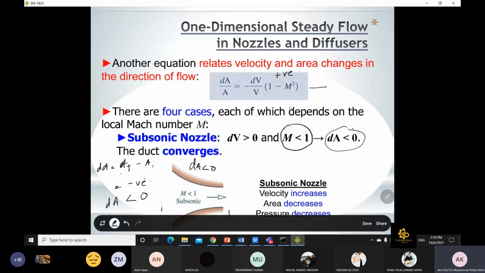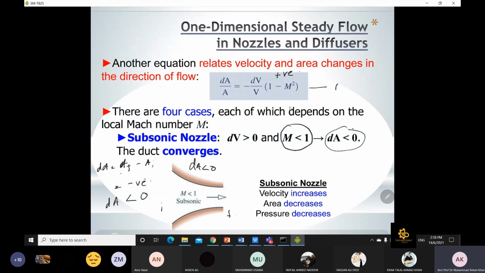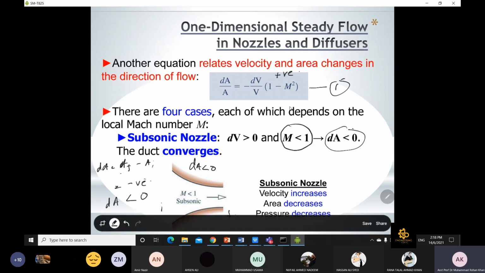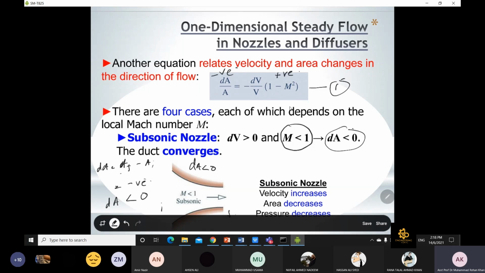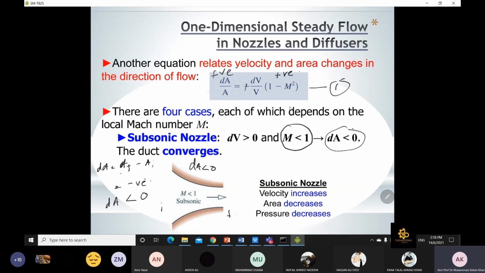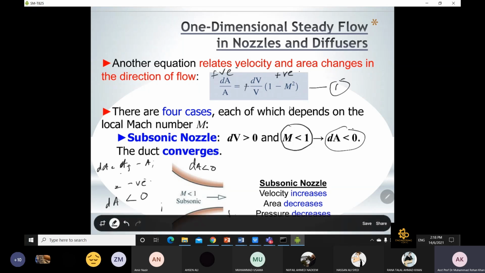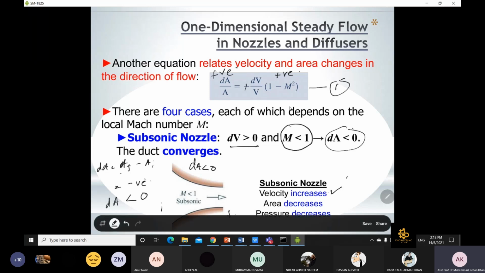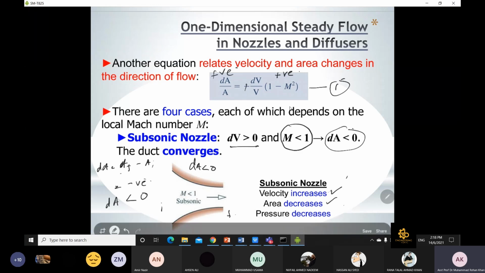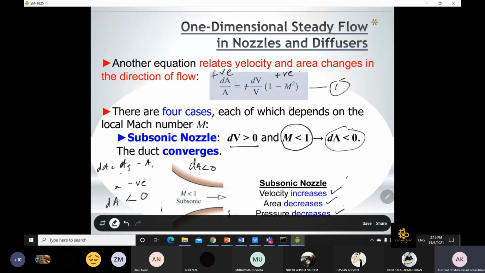If you put that value into equation number 1, this term is also negative, and this negative and negative cancel, so your dV becomes positive. Due to this, dV is greater than 0 for the case of subsonic flow, and your velocity increases. The area decreases, and when your velocity increases, your pressure decreases, which we already discussed in the previous slide.